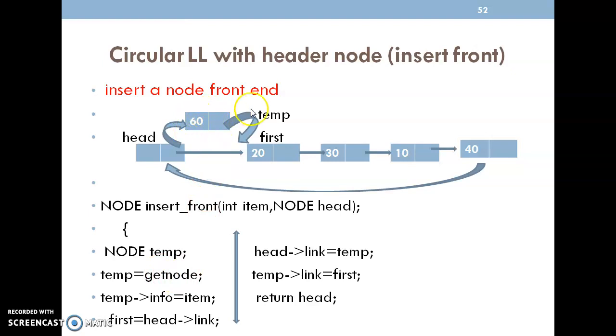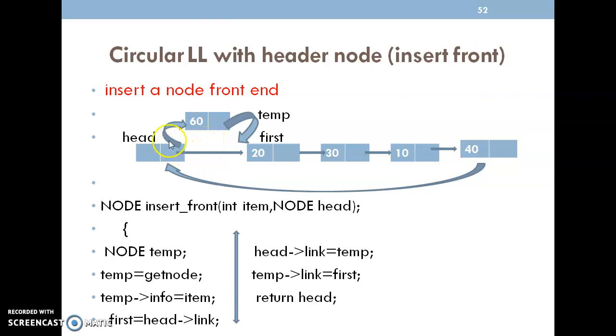So this node is created. Temp order info is 60. The item is inserted. Then first equal to head pointer link. So this first obtains the first node address. First equal to head pointer link. Now this link has to be removed. In this place, what do you have to call? We have to call this temp node and place it in between.